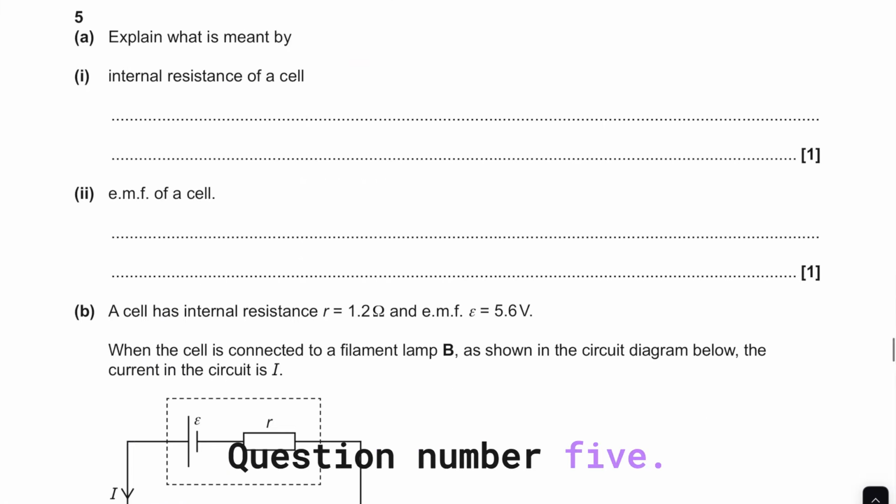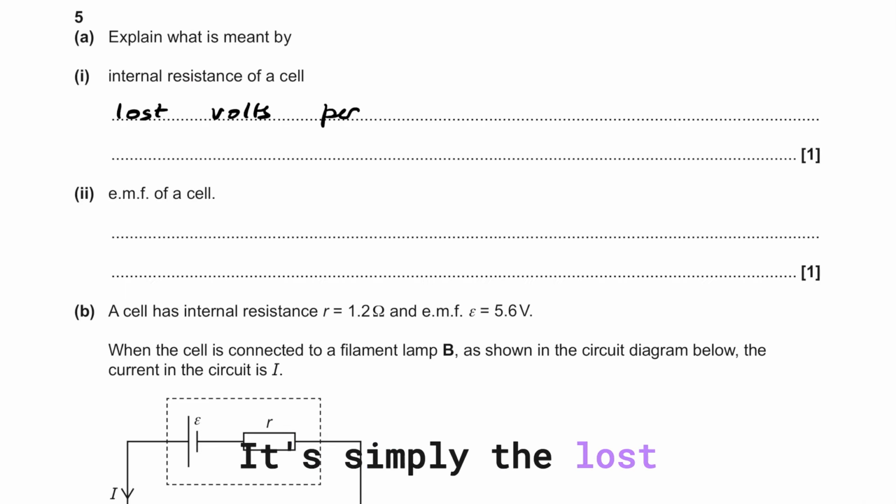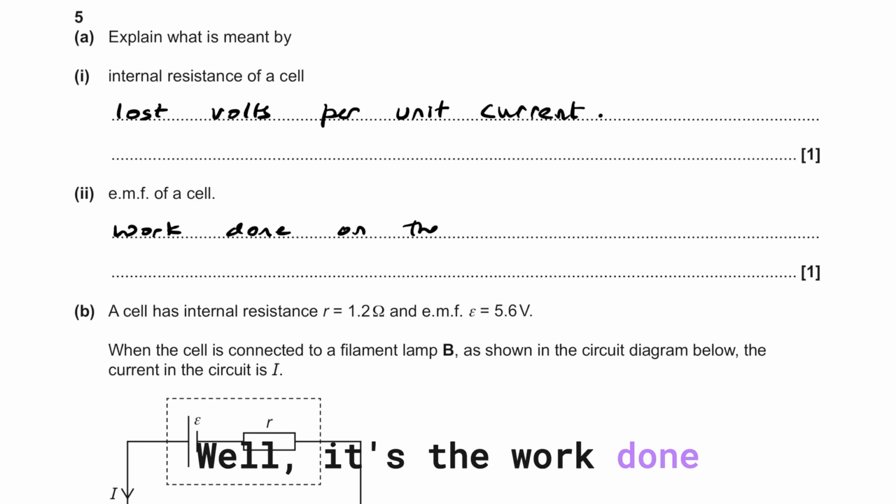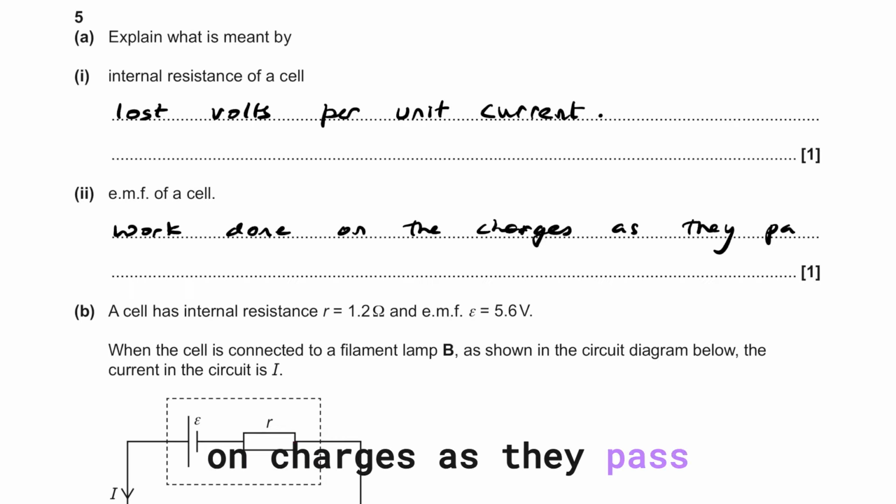Question number 5, we have to explain what is meant by internal resistance of a cell. It's simply the lost volts per unit current. And II, the EMF of a cell. Well, it's the work done on charges as they pass through the source.